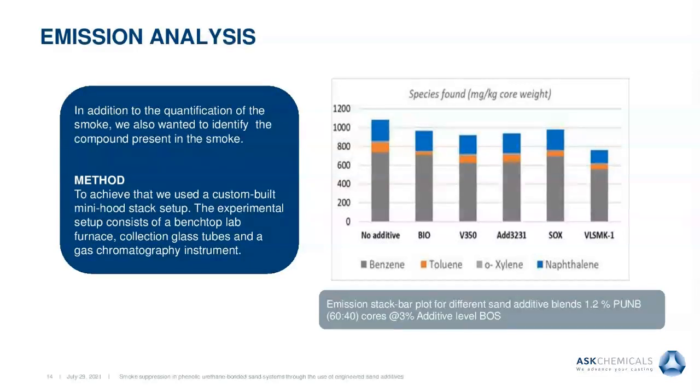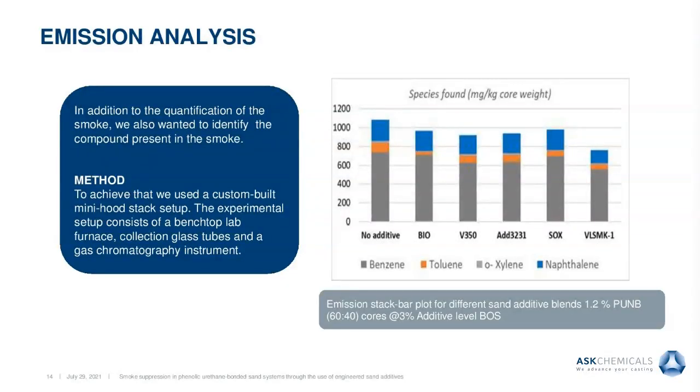On the plot on the right are the results from the experiment. If you look at the y-axis, which is the species found in milligram per kilogram core weight, you can see that the no additive had the highest emissions. Benzene, toluene, xylene are the BTX, and the naphthalene is what people call polyaromatic hydrocarbons, I believe. There are a lot of studies already done by different people that show these are the highest species. They are concerning for health issues, and they are present in the casting process.